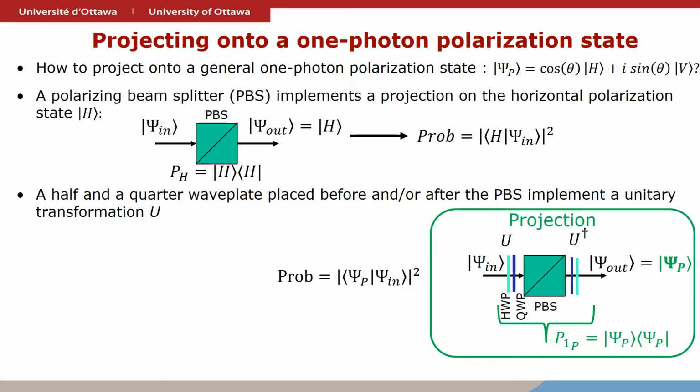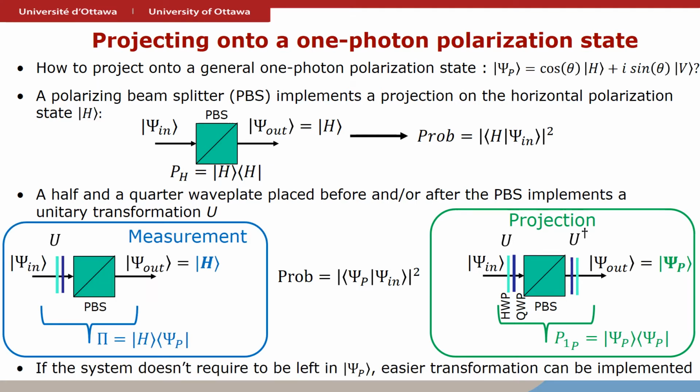In the same way as the polarizing beam splitter leaves the system in the state H, the projection onto psi-p will leave the system in psi-p. And the probability of successful projection on psi-p is given by the formula in the middle of the screen.